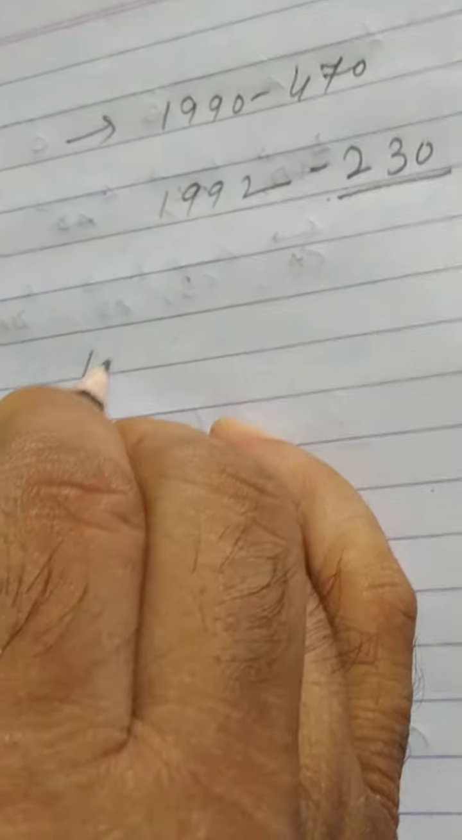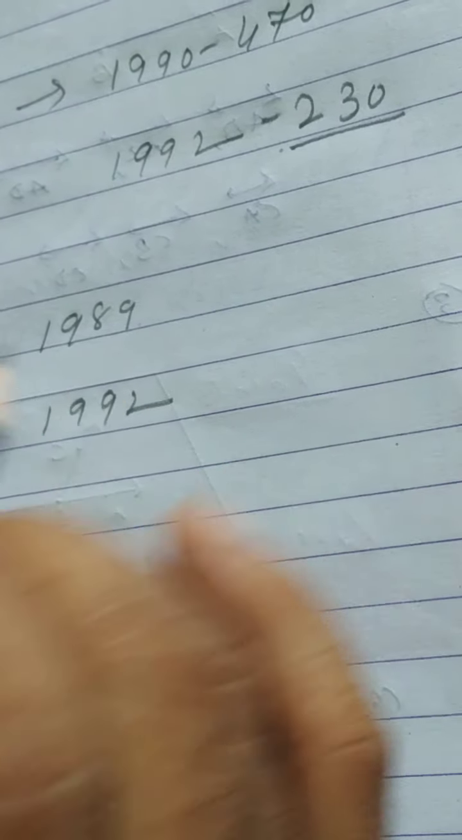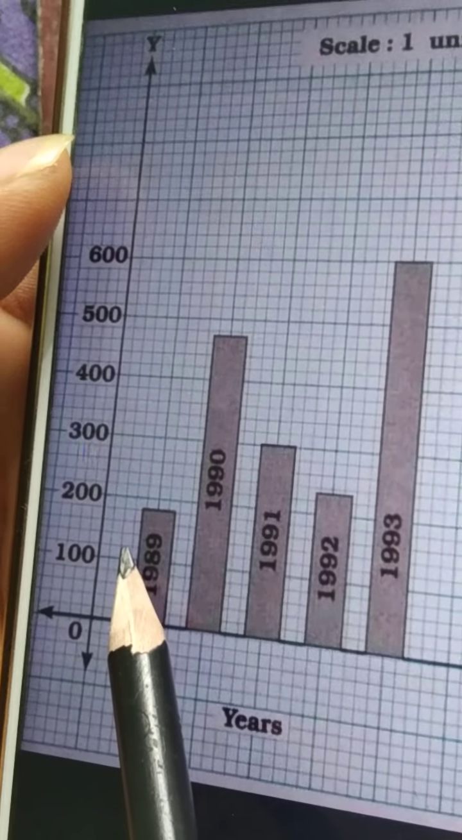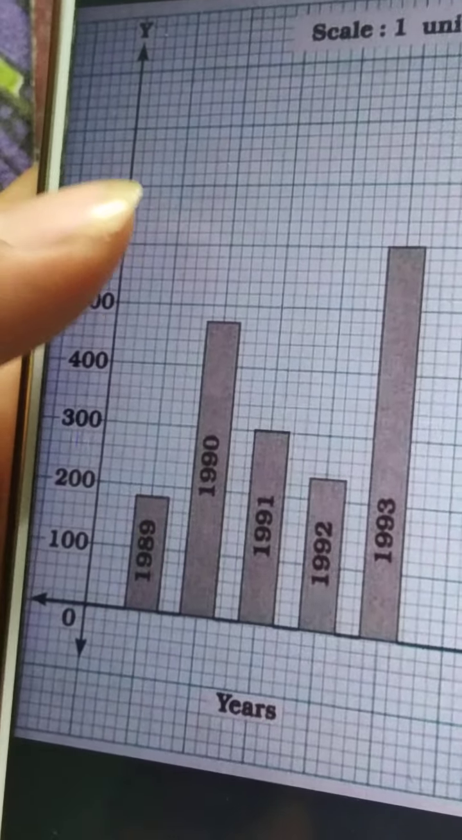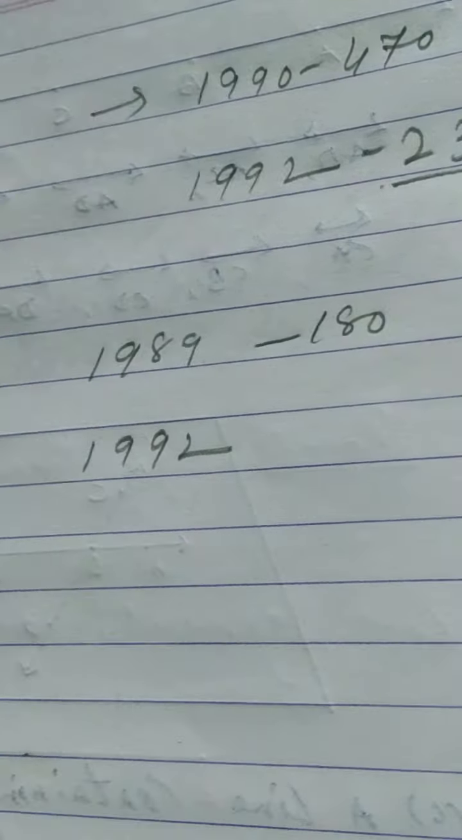Got it? Now see the third question. In which years were fewer than 250 books sold? If we talk about it, in 1989 and in 1992, right? See, in 1989, how many books? 100, 120, 140, 160, 180. 180. As well as in year 1992, how many books?